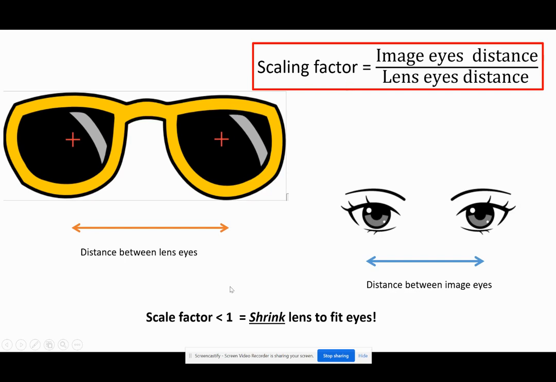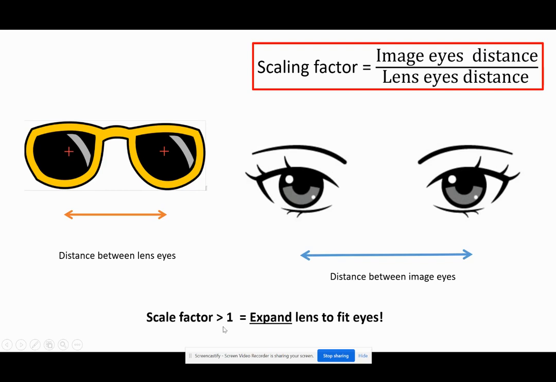And if the scale factor is less than 1, that means you shrink the lens. If the scale factor is greater than 1, it means that you have to expand the lens. And that's the way in which knowing the distance between the lens, where the location of the eyes should be, gives us an idea of what the scaling should be in an automatic way. But of course, the second most important part is knowing what the distance between the image eyes is as well, because you really need to compare the two to know what the right scaling factor is.